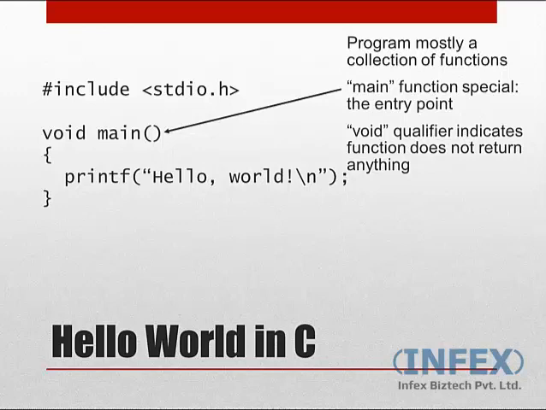A program is mostly a collection of functions. Here the main function is a special entry point, because the C compiler knows that we have to start executing the program from the main function.